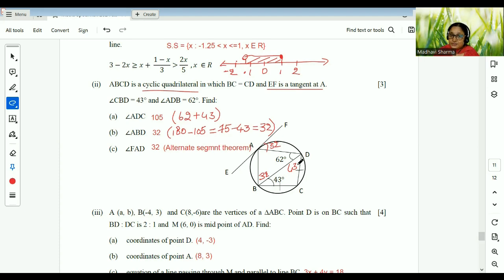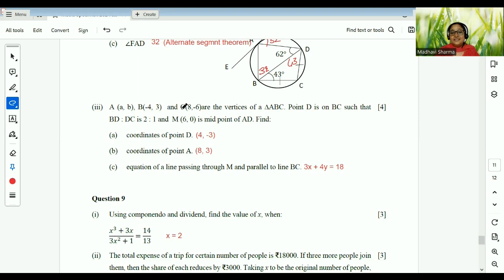43, isosceles triangle, add both, you get 105. Second is ABD, this one. Cyclic quadrilateral, opposite angles are supplementary. 180 minus 105, 75. 43 is already there, so 32. FAD, this one. This and this, they are alternate segments. That is, ABD is equal to FAD, alternate segment theorem.